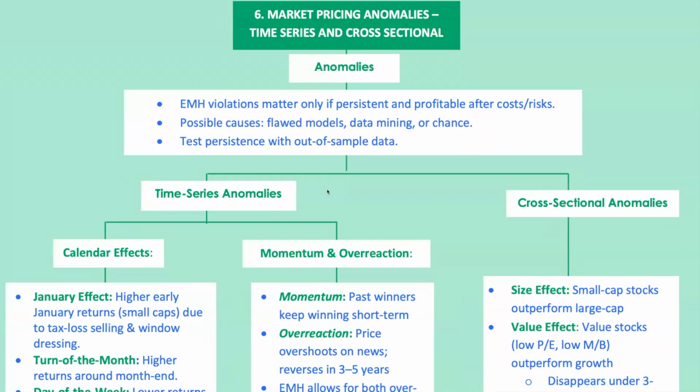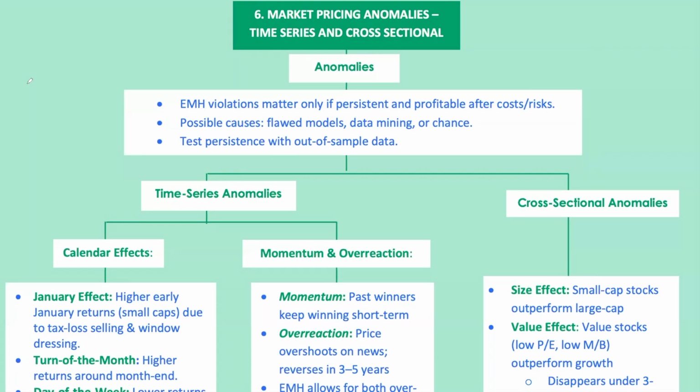All right, let's now jump into something a little more mysterious. Market anomalies. These are those quirky little market patterns that seem to break the rules of efficiency. Things that make you go, wait a minute, why does that keep happening? We'll look at two big types, time series anomalies and cross-sectional anomalies, and then wrap up with a few other oddballs that show up in markets from time to time.